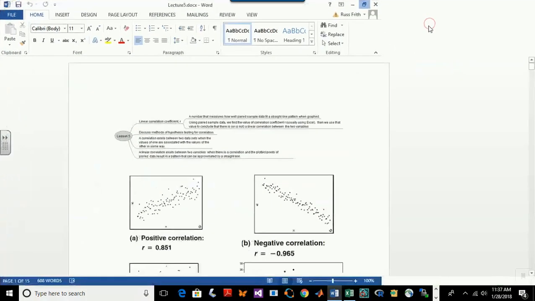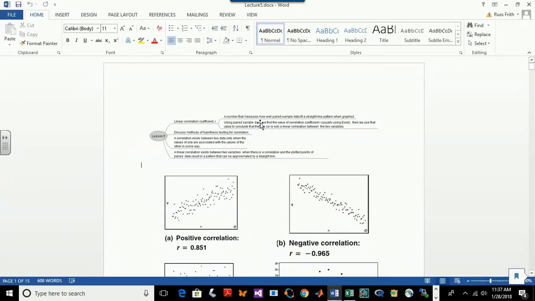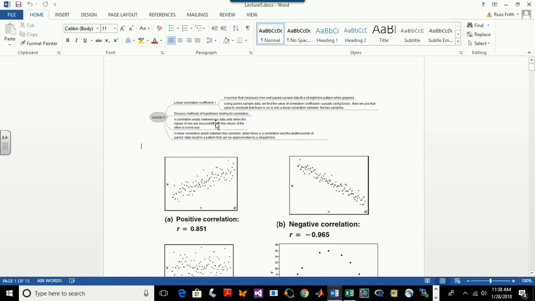So in Module 5 we'll talk about the concepts of correlation and regression. So let's get started. What is a linear correlation coefficient? Well, the linear correlation coefficient for paired data is represented by the variable lowercase r. It is a number that measures how well paired sample data fit a straight line pattern when graphed. Using paired sample data, we find the value of correlation coefficient r, usually using Excel. Then we use that value to conclude that there is or is not a linear correlation between the two variables. We will discuss methods of hypothesis testing for correlation.